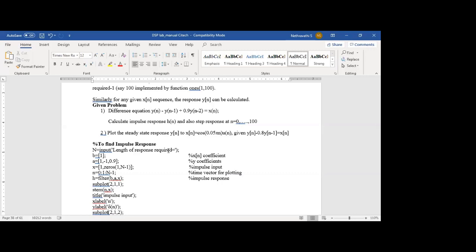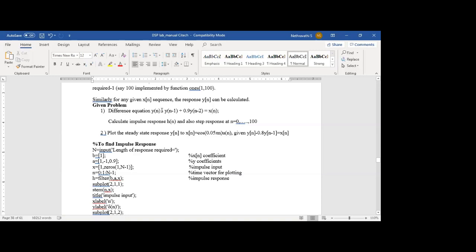Next, I'm trying to replace the parameters of the B coefficients as well as A. Here A coefficients are nothing but the output coefficients. B coefficients are nothing but the input coefficients. Looking into the B coefficients, what are the input coefficients we have? We have only x of n. Yes or no? We have an x of n.